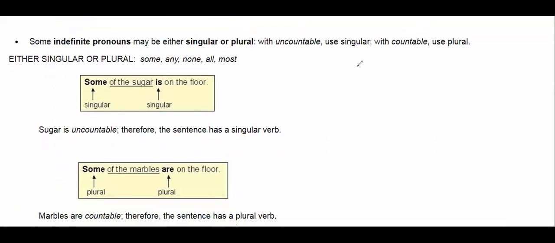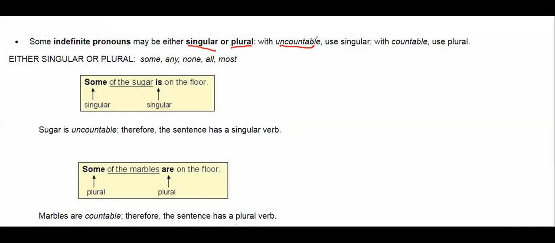Some indefinite pronouns may be either singular or plural with uncountables. Uncountables are the nouns which cannot be counted. For example, sugar. You cannot count each grain of sugar, can you? You can measure sugar, 1 cup of sugar, but can you count all the grains in 1 cup? No. Can you count sand? No. Can you count the stars? No. They are uncountable. Anything which cannot be individually counted is considered uncountable. You can measure a cup of rice, but can you count the number of rice grains in a cup? No, it's quite impossible.